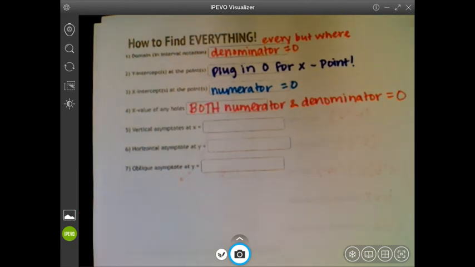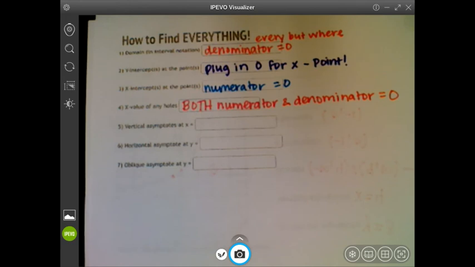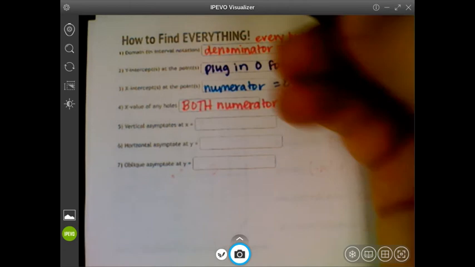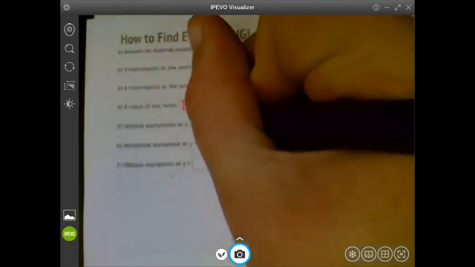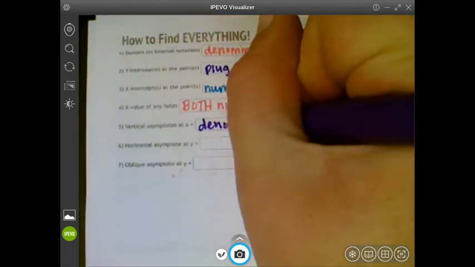Both the numerator and denominator. And we will see examples. So if you're like, I don't know what you mean by that, we'll see examples. Both. Vertical asymptotes, they're going to happen where the denominator is equal to 0.